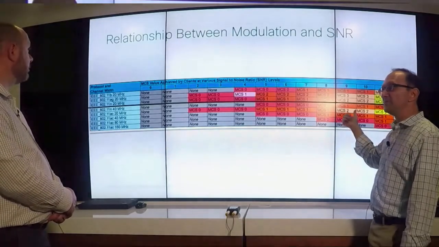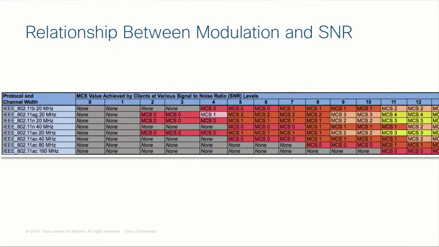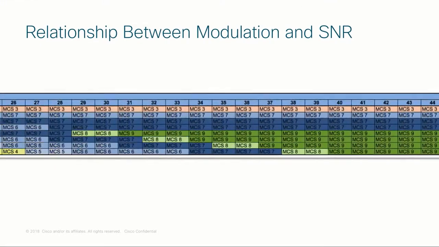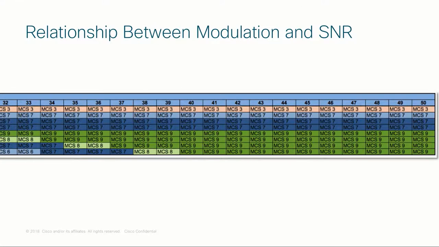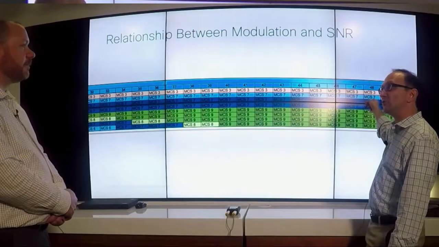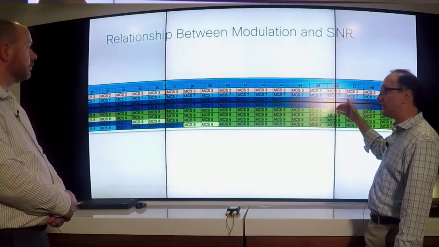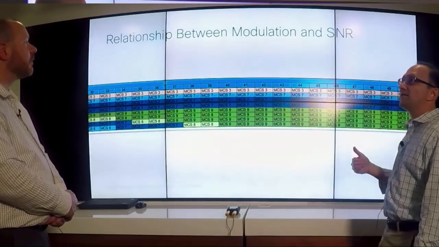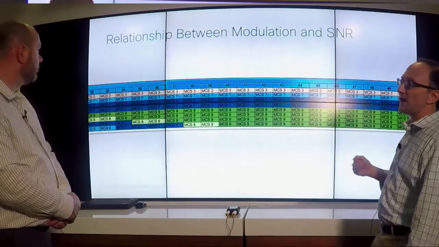That's the go-to: mcsindex.com, and we got all this stuff. And so here you go. These ones in the green, that's my 256 QAM. So I've got to have good signal-to-noise ratio. If I don't have it, I'm throttling back the modulation scheme, which is throttling back my data rate.